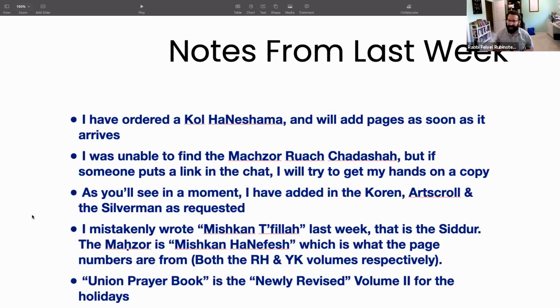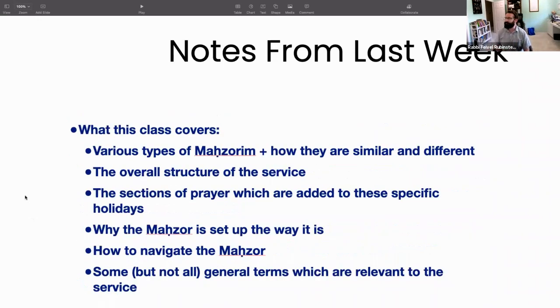And somebody made a comment asking where the Union Prayer Book has its High Holiday stuff. It's in the newly revised version of the Union Prayer Book. Volume 2 is the one that's for the holidays. So just some notes for those of you that were here last week and missed some of that information.